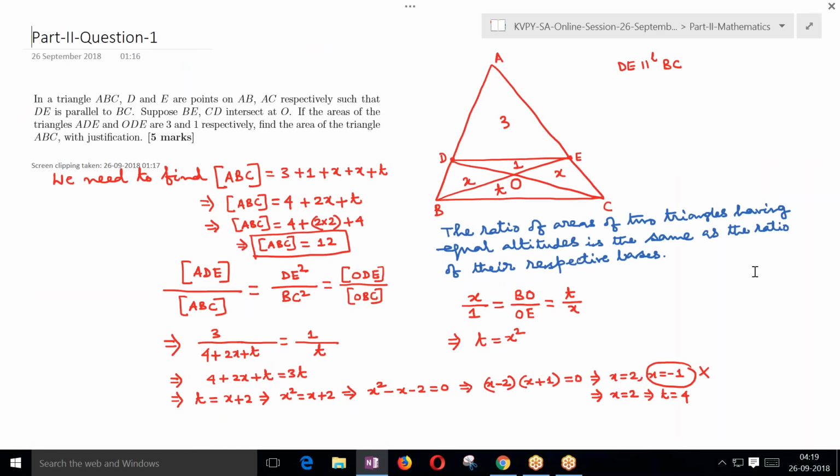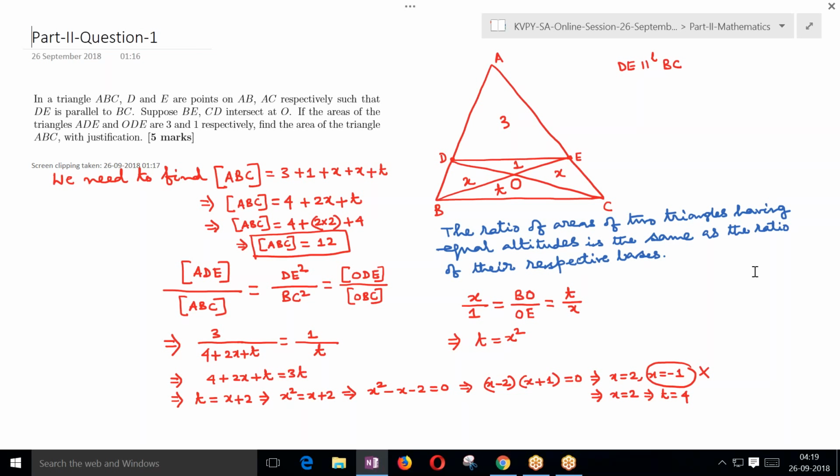Yeah, this one. From the ratio of areas of two triangles, that concept you said, from there, can you explain it again? X by 1 is equal to BO by OE, that part. Oh, okay. So what is that? The ratio of the areas of the two triangles having equal altitudes is the same as the ratio of their respective bases. What is meant by that?